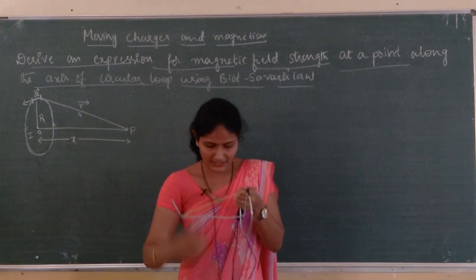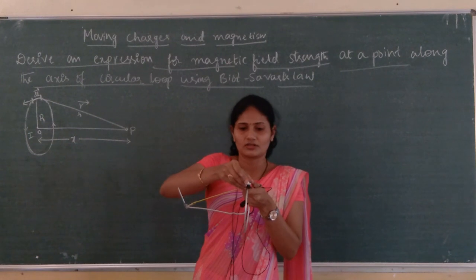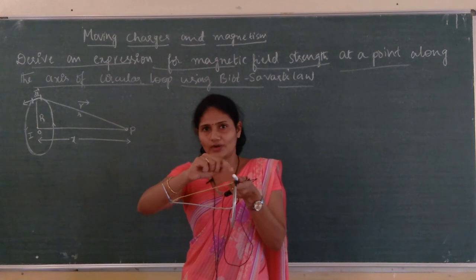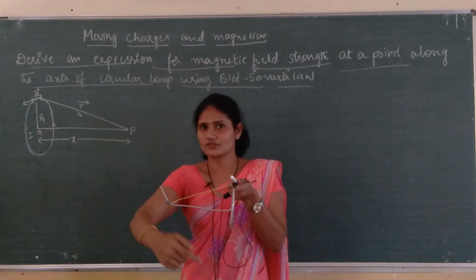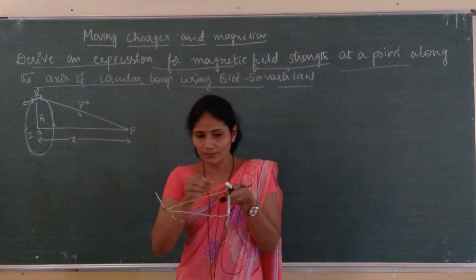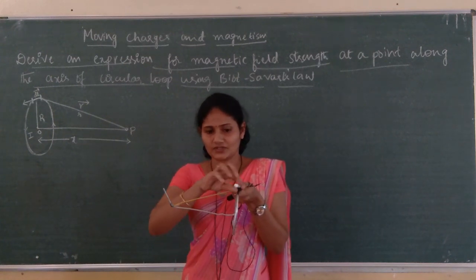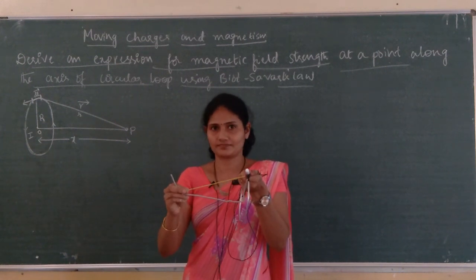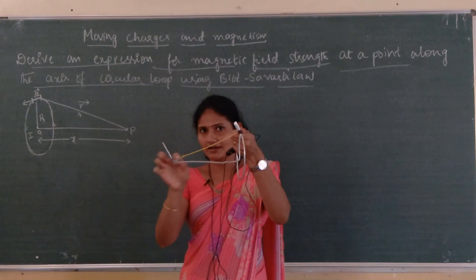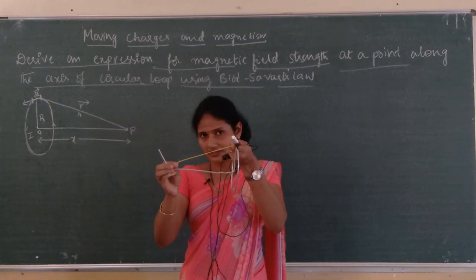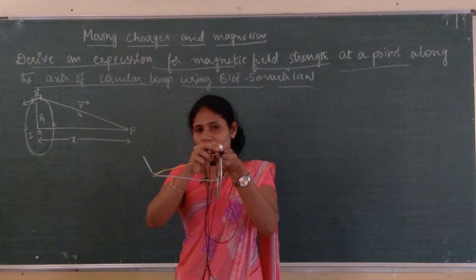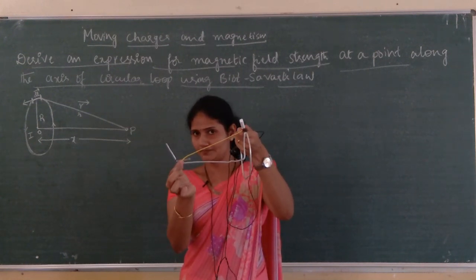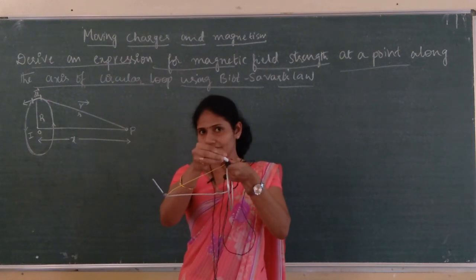The dl vector is directed like this. So, this is the direction of the dl vector. Current is flowing in this circular loop. This is r. R is nothing but the position vector which joins the line element dl vector and the point P. So, this is the point P, and this is dl.